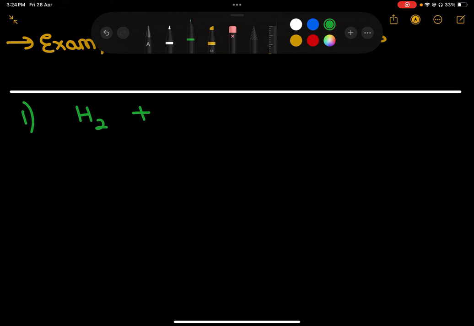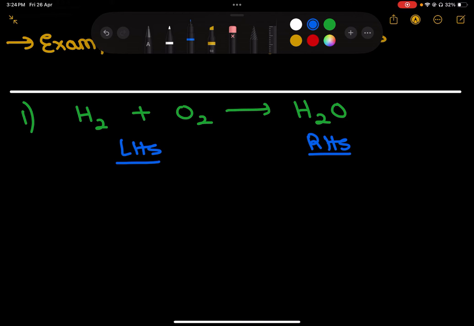H2 plus O2 gives H2O. So hydrogen plus oxygen gives water. So how can we balance this? Well, as I told you in the last lecture, first of all, write down LHS and RHS. Write down the atoms present. So there is H and O, H and O. Now two are here, two, and here one. Okay, so oxygen is not balanced, so we have to balance oxygen.